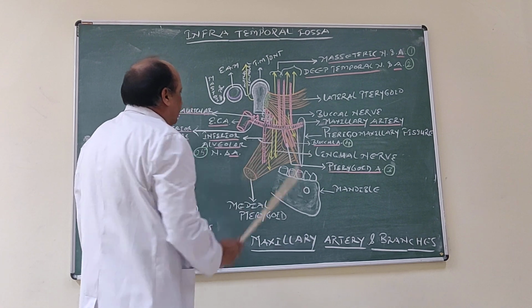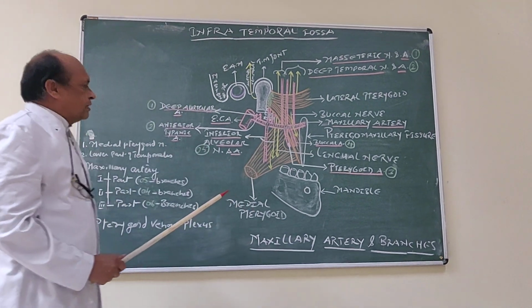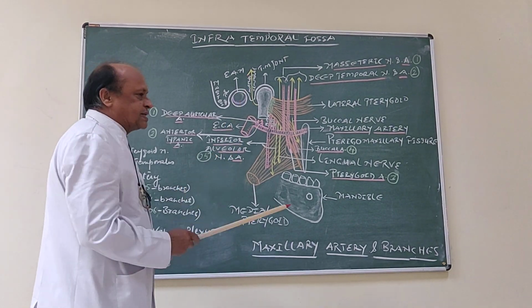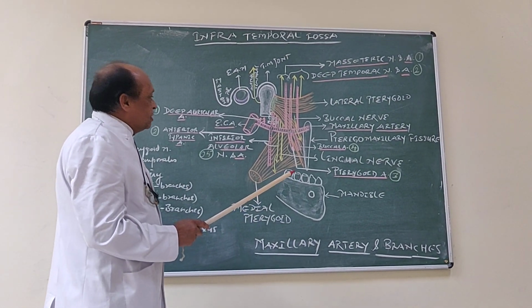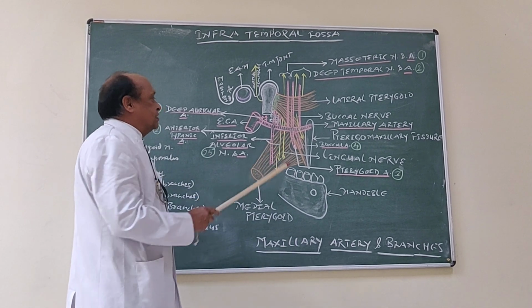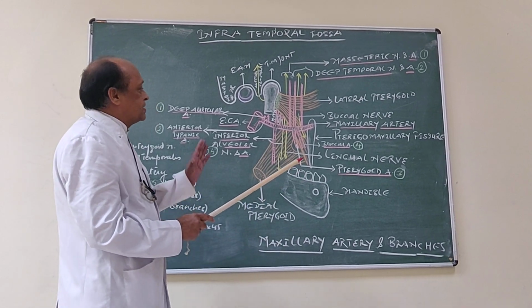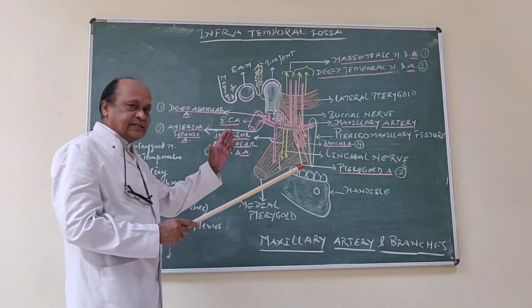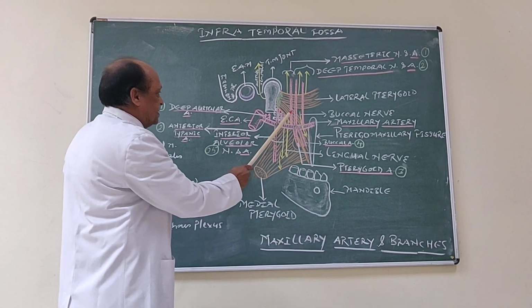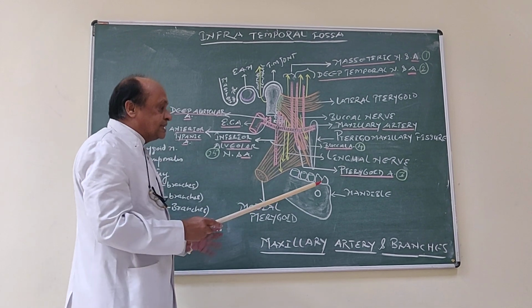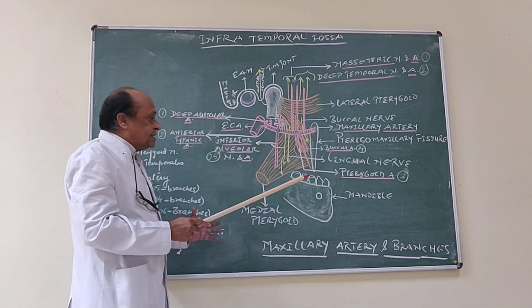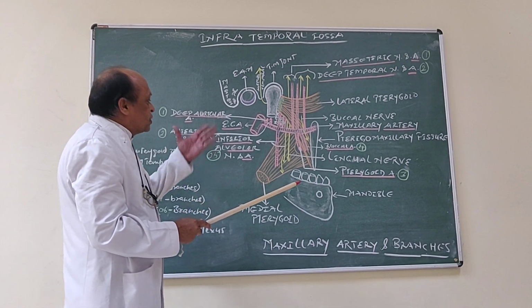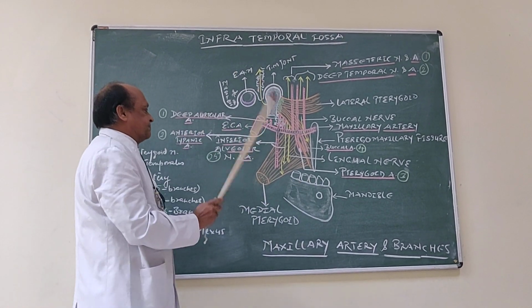Now, the communication of this pterygoid venous plexus is important in the sense that it communicates with the cavernous sinus by means of emissary veins, and these emissary veins pass through the foramen ovale, foramen lacerum and foramen spinosum. This communication is important because it is a channel through which external infection may spread to the cavernous sinus.